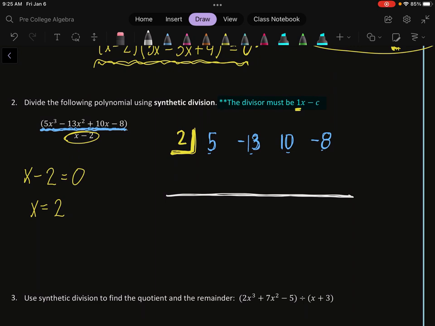So the first thing we do is we drop down this 5. Okay? And then we do 2 times 5, which is equal to 10. And we put that there. And then we add these two things together. And if we add those two things together, negative 13 plus 10 is negative 3.